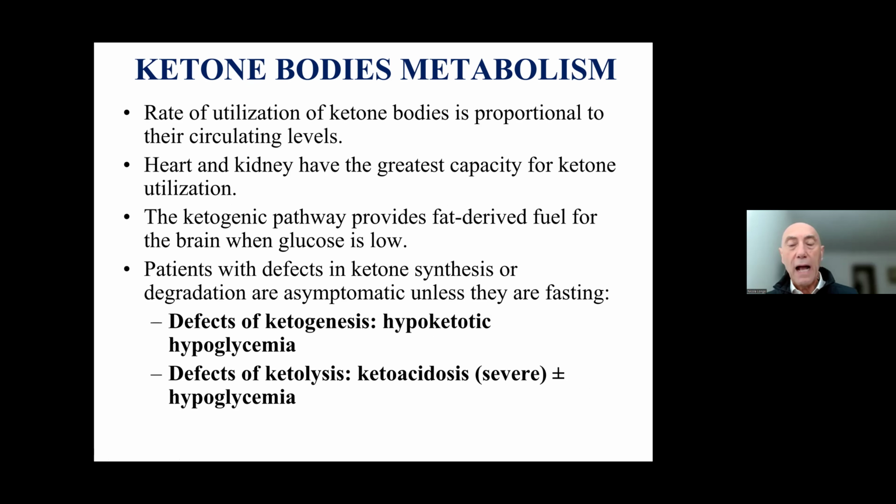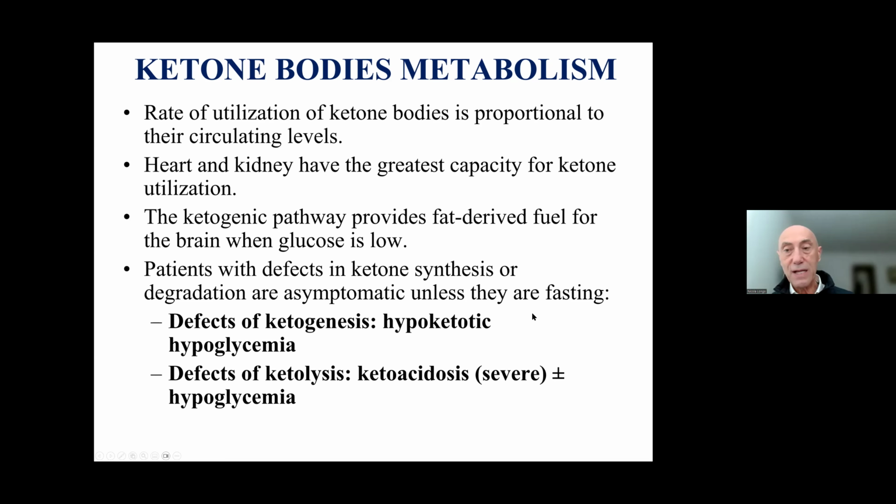Now, how do we utilize ketone bodies? Basically, the more we give them to tissue, the more they utilize them. Ketone bodies are very easily utilized by the tissue. The heart and the kidney are the organs that have the greatest capacity of utilizing ketone bodies. The ketogenic pathway, which is the one that provides fat-derived fuel for the brain, is important for when glucose is low. Patients with defects in ketone synthesis or degradation are asymptomatic unless they are fasting.